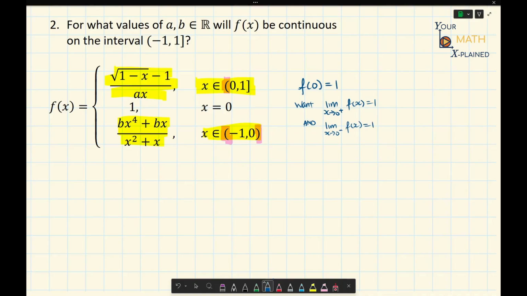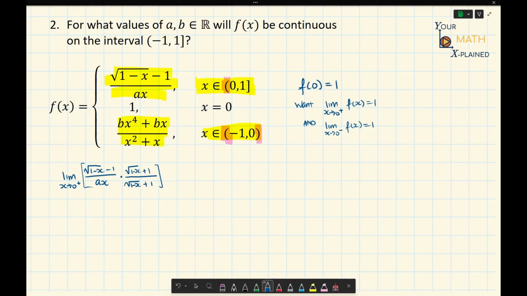So let's do the right side limit first. The right side limit would be the limit as x approaches 0 from the right-hand side. And the piece that we're going to be using is that top piece. So the expression is (square root of 1 minus x, minus 1) over a times x. We're going to multiply the top and bottom by the conjugate. So that'll be (square root of 1 minus x, plus 1) over (square root of 1 minus x, plus 1).